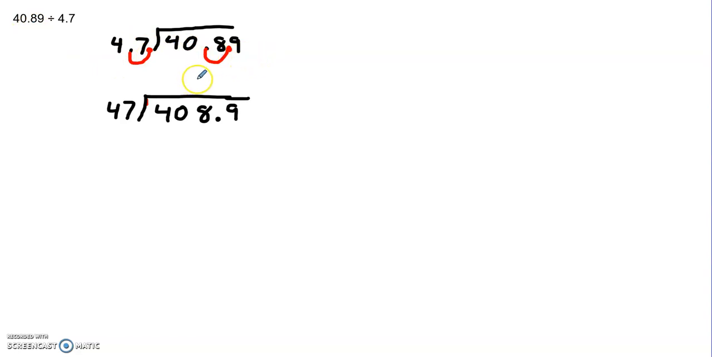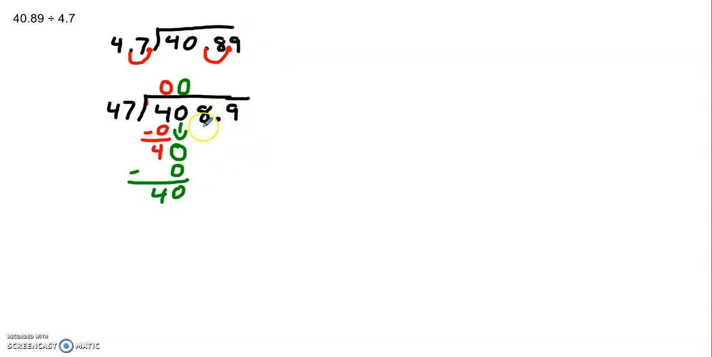Once we've moved it, I now can do my regular division. And I look at it and I go, how many times does 47 go into 4? The answer is none. So I put a 0. 0 times 47 is 0. 4 minus 0 is 4. So that part's similar. Then I bring down the next number, which in this case is a 0. Can 47 go into 40? It can in a decimal, but we don't want decimals right now. So we're going to say none. So I put a 0. 0 times 47 is 0. 40 minus 0 is 40.